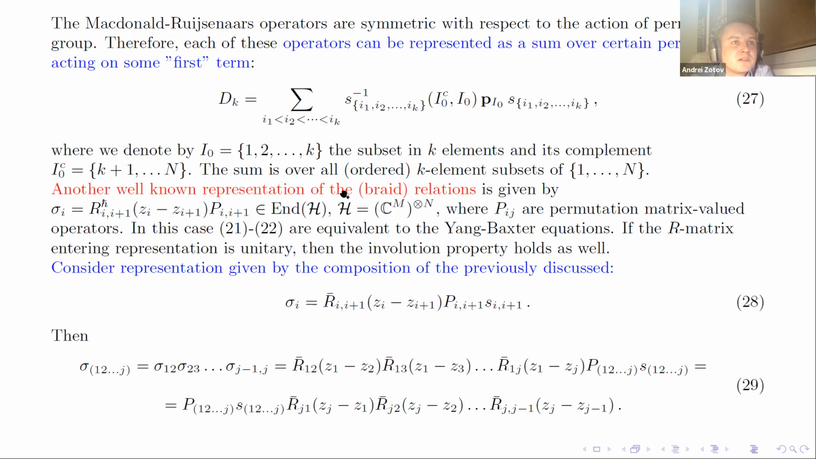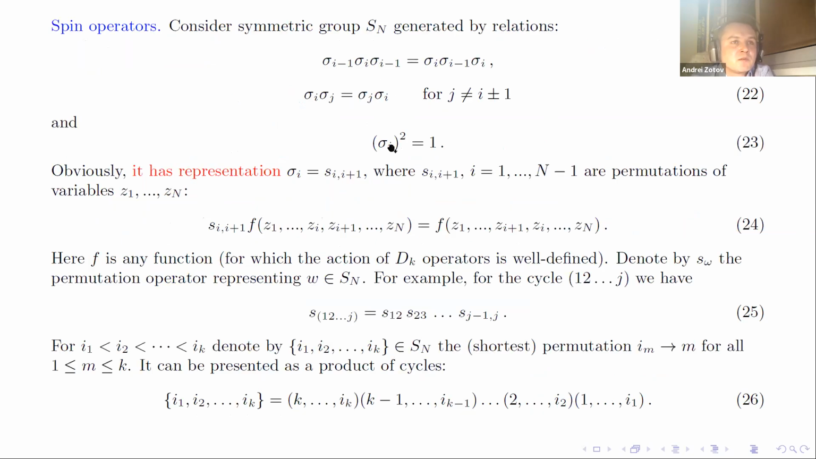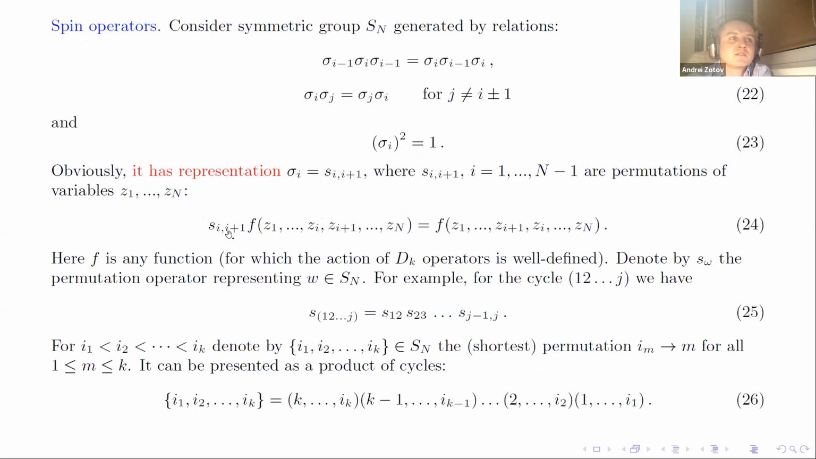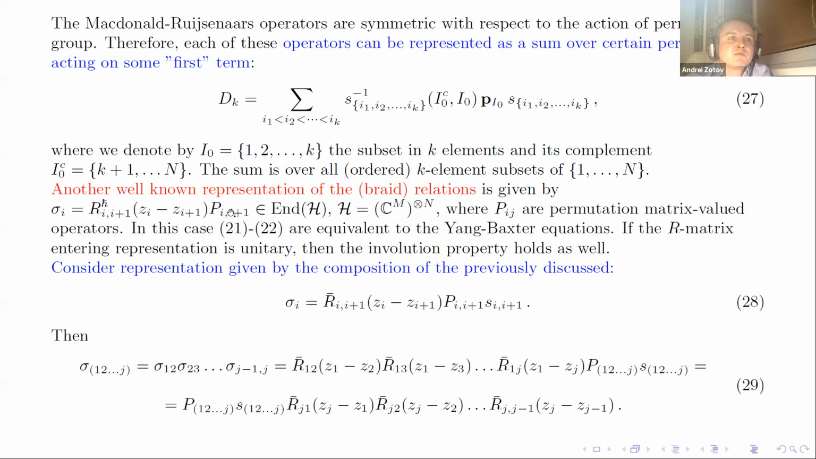Let us come back to the braid relations with the involution property and recall that there is another well-known representation for these braid relations, which is given by the product of the R matrix times the permutation operator, where the permutation operator is a matrix permutation operator. Here we had the permutation of arguments of functions, and here we have the permutation of tensor components of this Hilbert space, the vector Hilbert space.